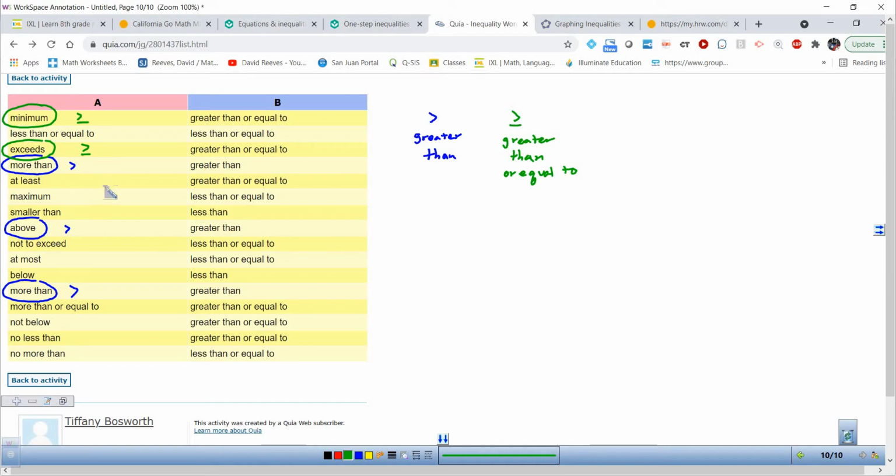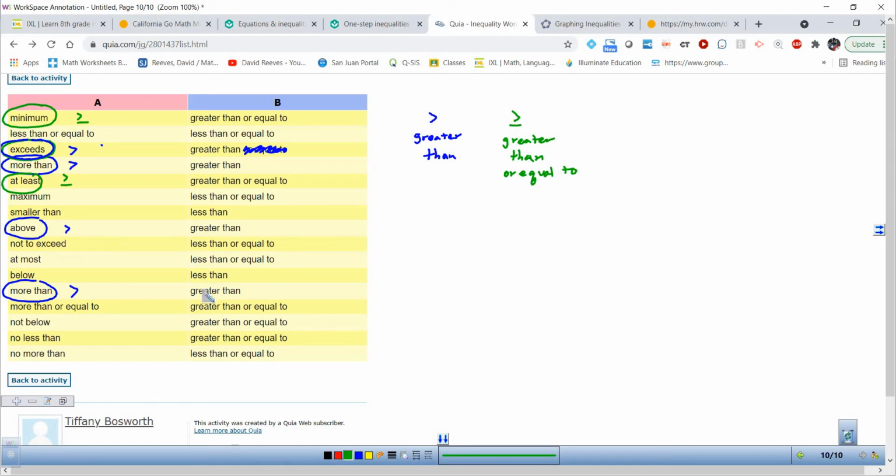Actually, you know what? I would disagree with that. If it exceeds something, I'm going to disagree with the author here. I'm going to say exceeds means greater than, because if you exceed something, you are greater than that. So I'm sorry, but I'm going to have to disagree. Exceeds means greater than. Sorry, this is greater than, and this is greater than. Okay, let's go back to greater than or equal to. At least: if you have at least $10, you can have $10 or more. That one I agree with.